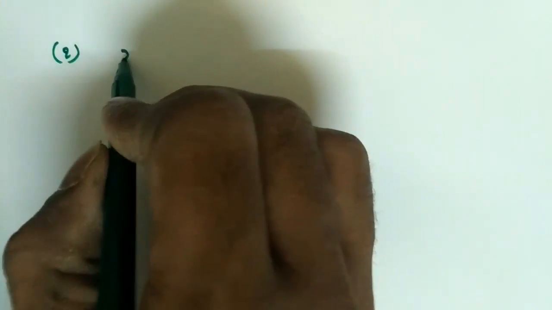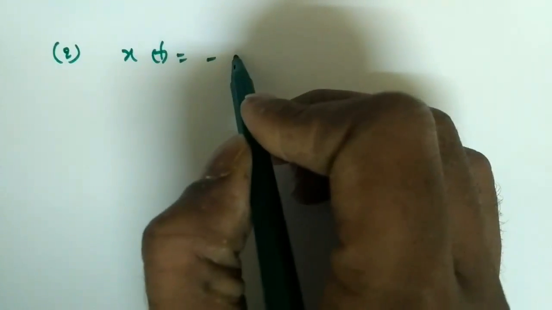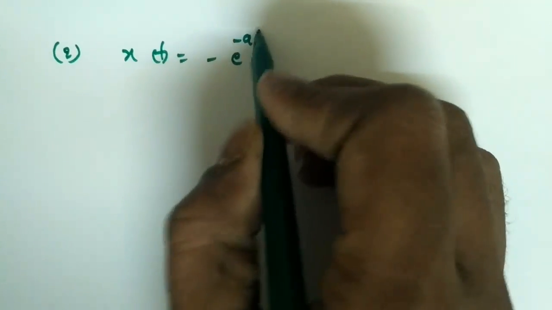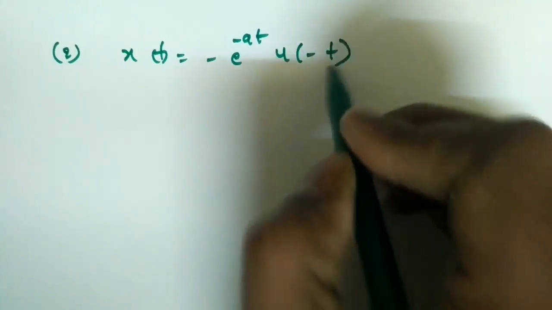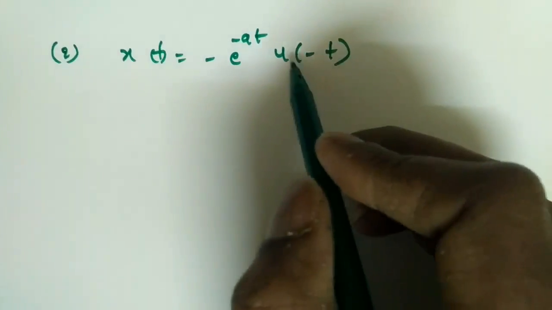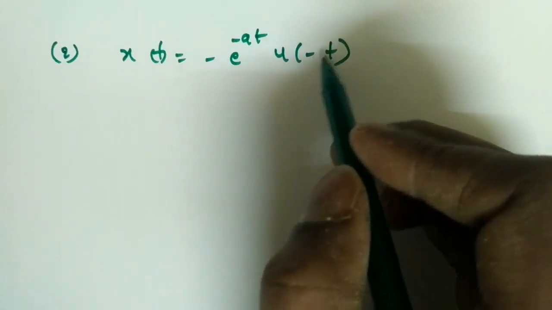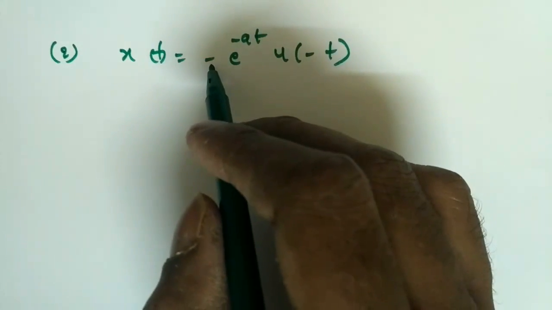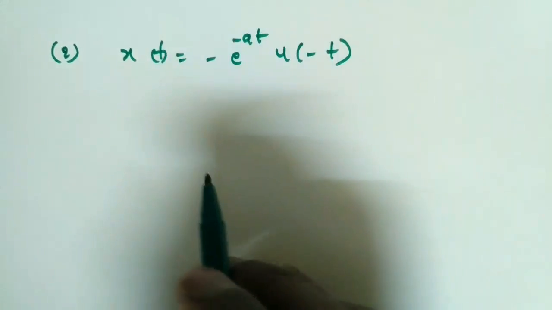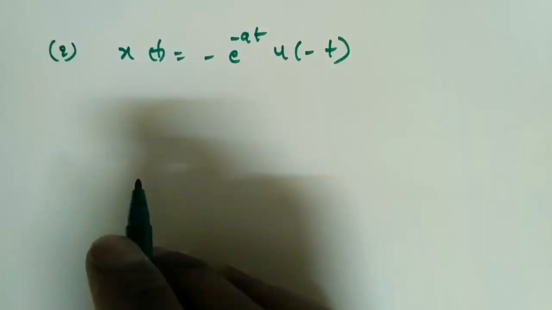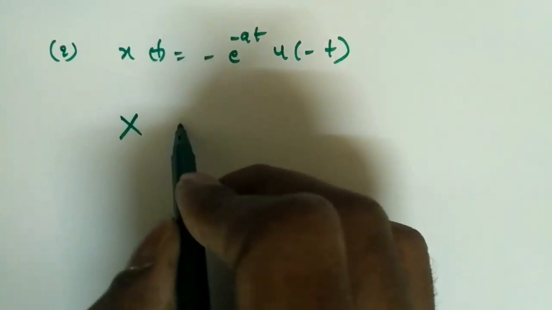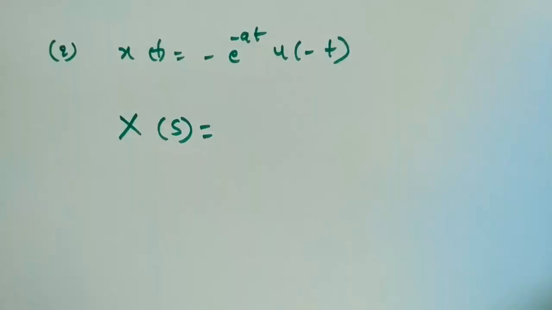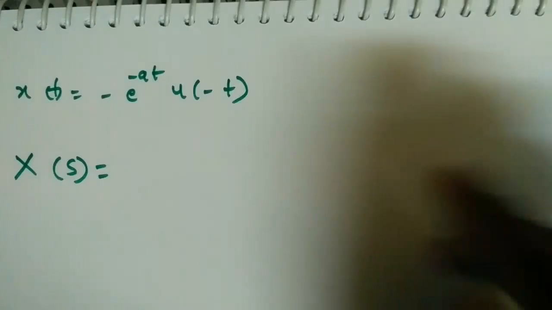Now we'll see one more example, question 2. If x of t is equal to, similar to the previous one, minus e power minus at into u of minus t, right? So I'm taking the reversal of u of t, so u of minus t, and here I'm putting a negative sign. Now what is the Laplace transform? This type of signal we have to see. So X of s is equal to, first we'll discuss what this u of minus t is.